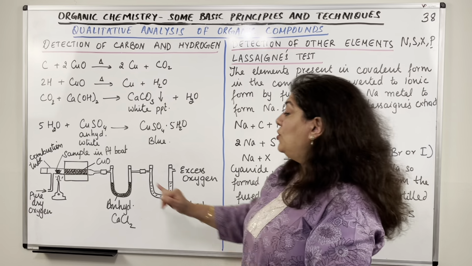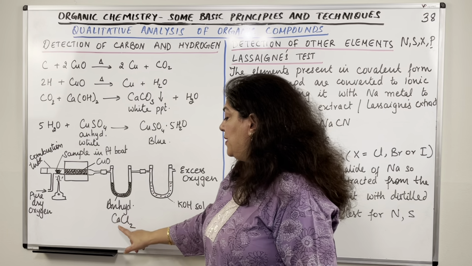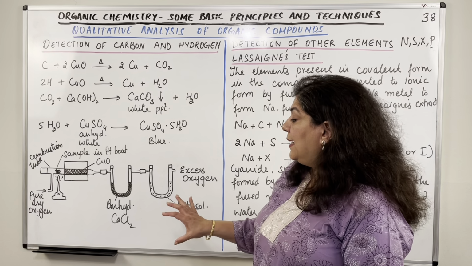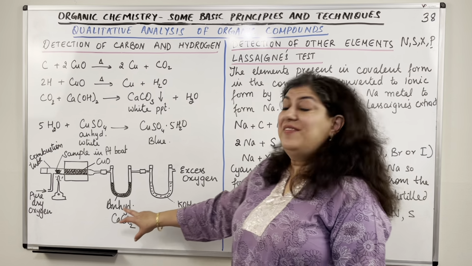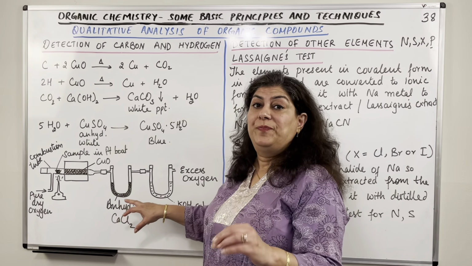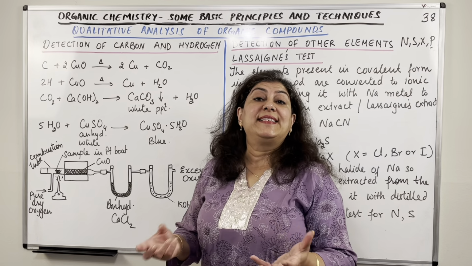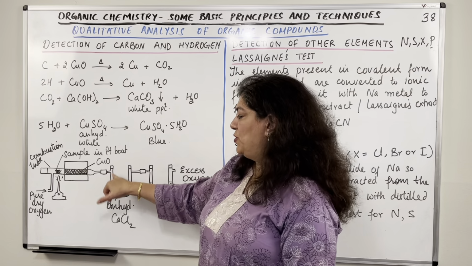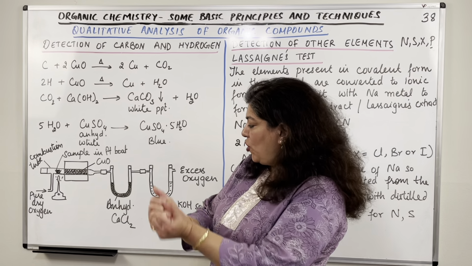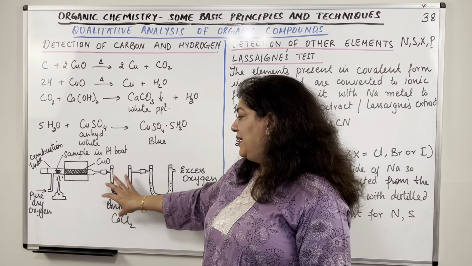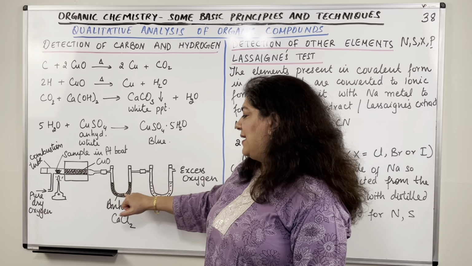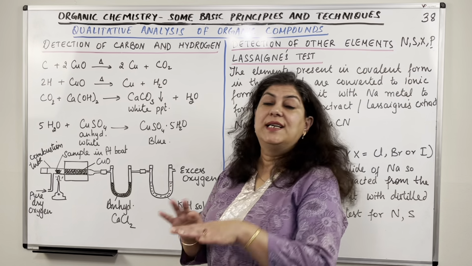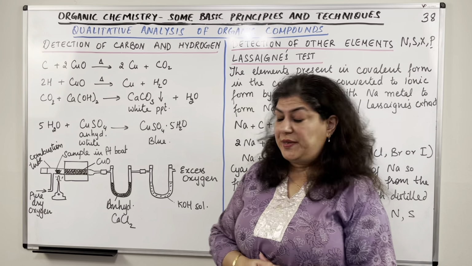So what do we do? We have a U-tube here in which there is anhydrous calcium chloride. The anhydrous calcium chloride will absorb the moisture. Anhydrous calcium chloride is a desiccant. It is supposed to absorb the moisture. So if water is produced, the water would be absorbed on the anhydrous calcium chloride, and as the gases pass through these pellets of anhydrous calcium chloride, when it comes here, it is dry. There is no more water in it.